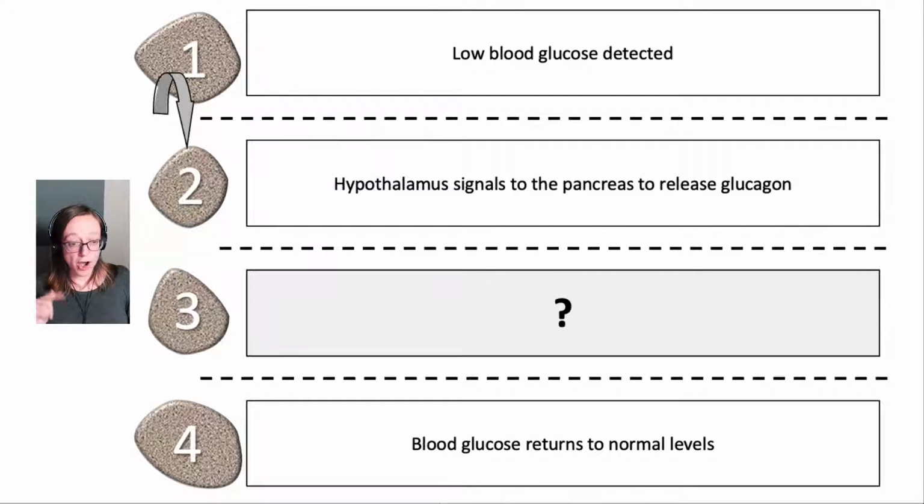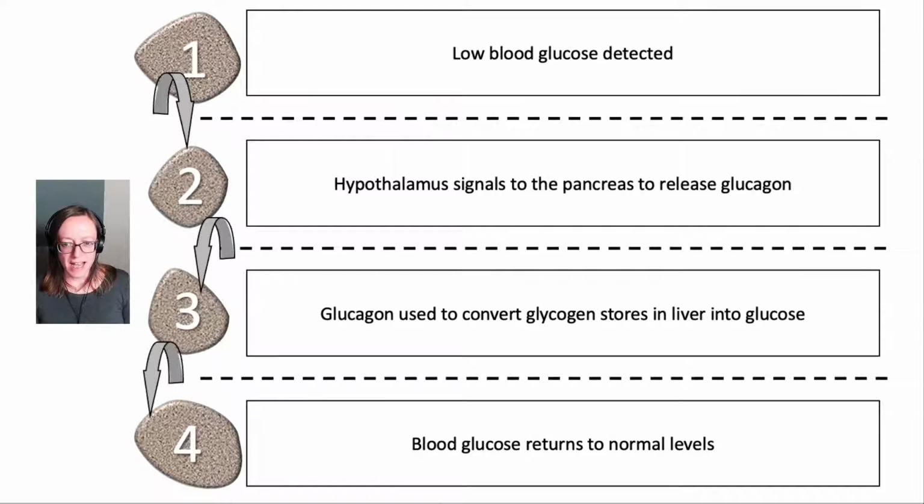So again, your hypothalamus in your brain signals to the pancreas to release glucagon. So that's another chemical that it releases called glucagon. This is the tricky thing, all these different terms. And then the glucagon, yes, perfect, Cameljit, well done. So the glucagon is used to convert the glycogen stores in the liver into glucose, and that then returns your blood glucose levels to normal levels, okay?